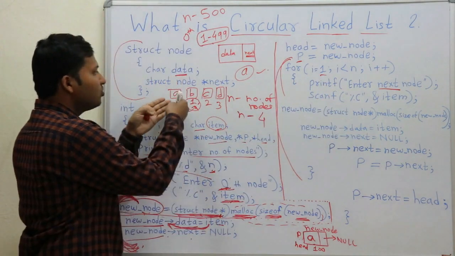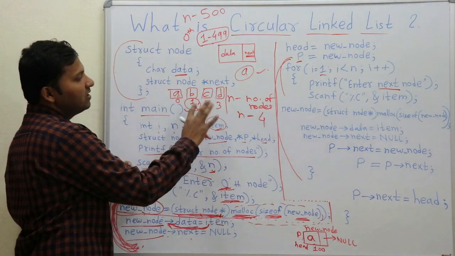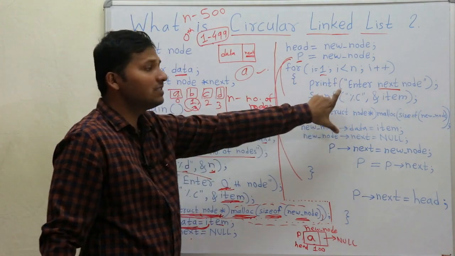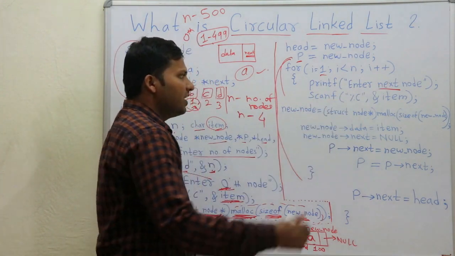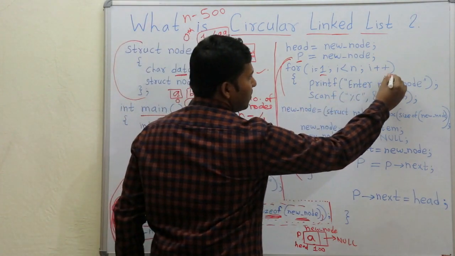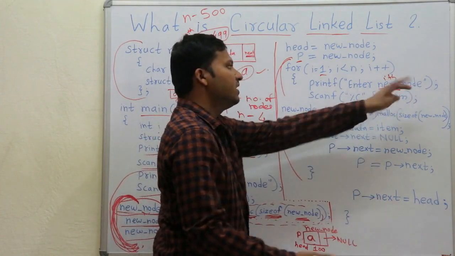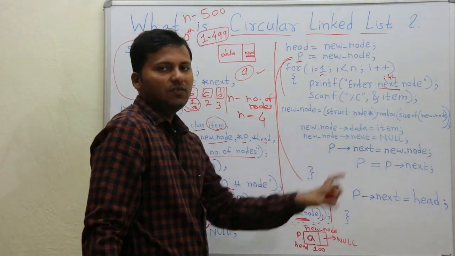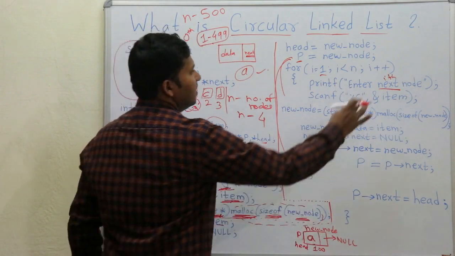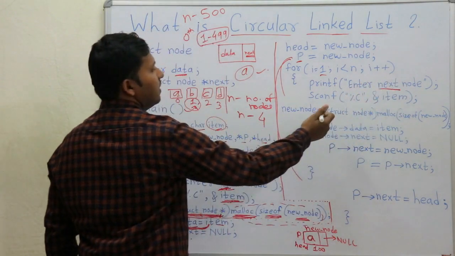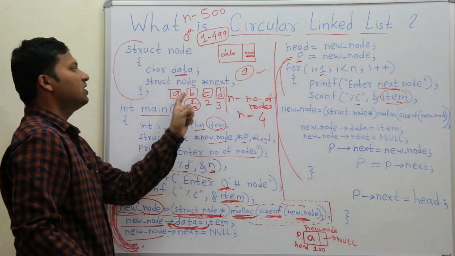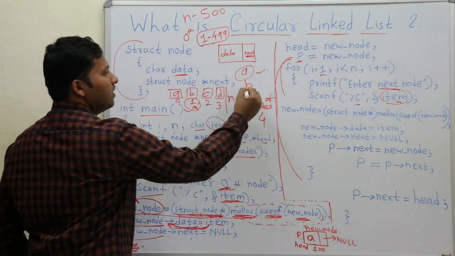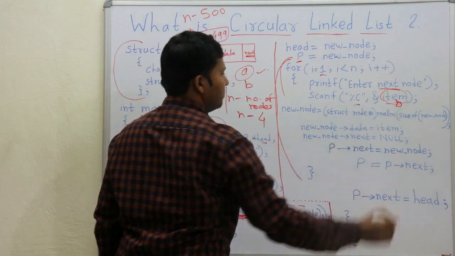In our case the 0th node is separate and 1, 2, 3, these 3 nodes will be created in this for loop. So I have written here next nodes. You can also write like ith node, and then you can print the I, giving the number to that node, right? Now scanf %c item. So item is entered by the user, that item is now B.